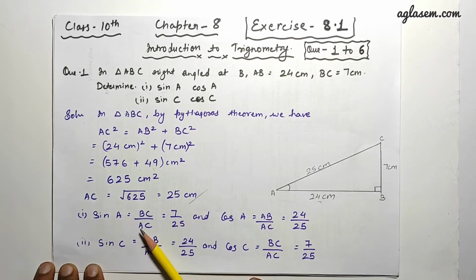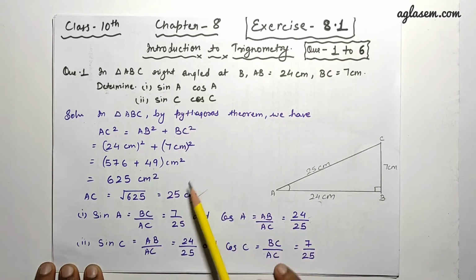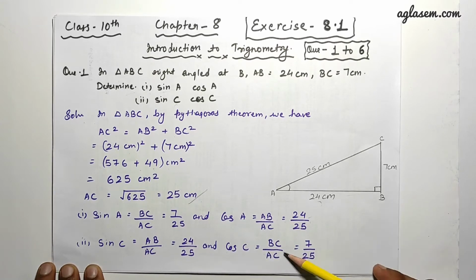So sin A is equal to BC upon AC is equal to 7 upon 25, and cos A is equal to AB upon AC, that is 24 upon 25. Second is sin C, cos C. Sin C is AB upon AC is equal to 24 upon 25, and cos C is equal to BC upon AC, that is 7 upon 25.